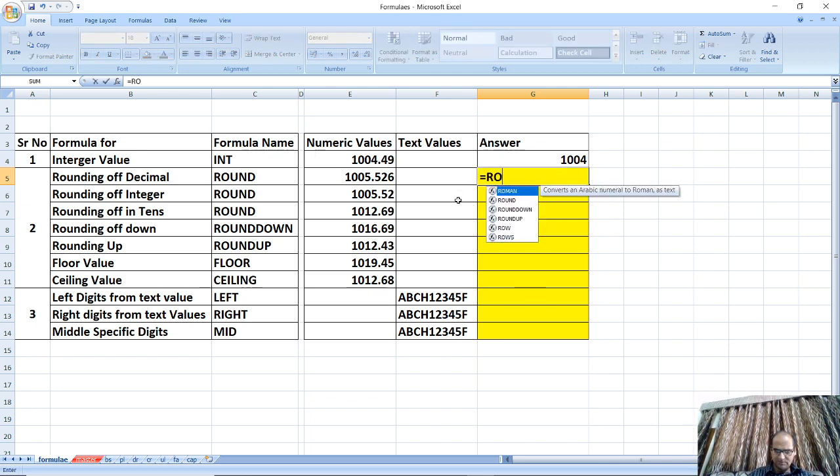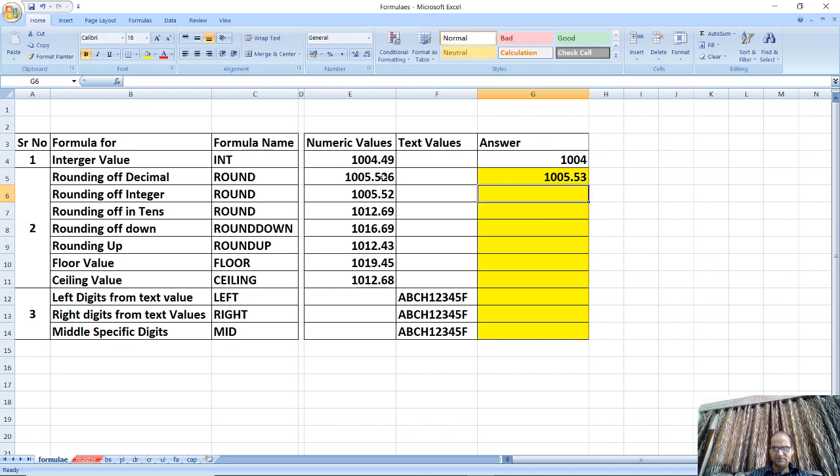How can we round off this value? For the decimal portion, ROUND, comma 2, up to 2 digits we have to round it off. It is rounded off to 2 digits. And how can we round off the integer portion? Just round this value, comma minus 1. Minus 1 will deal with the integer portion. So here it has rounded it off to the next level.